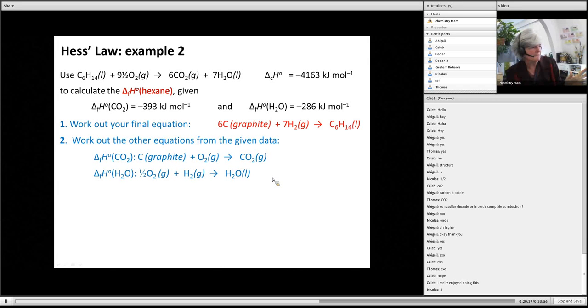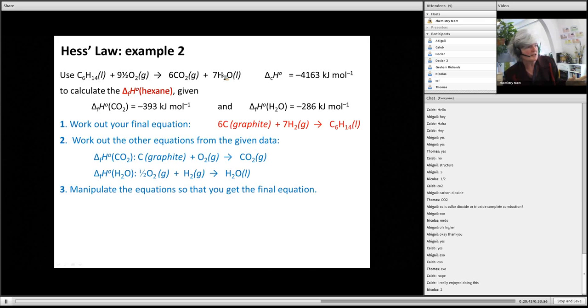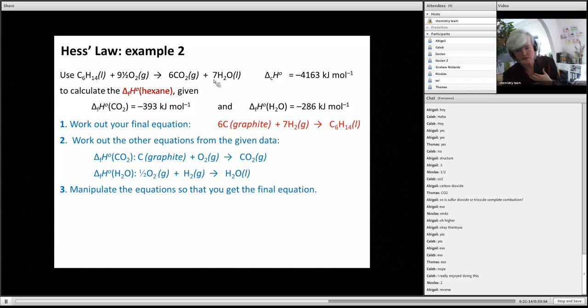And I should have aligned my arrows, but anyway, we'll now manipulate them. So we've got this equation up here, plus the 2 we've written, to work out our final equation that we want. So we want hexane on the right-hand side and hydrogen and graphite on the left-hand side. So if we look over here, we've got hexane on the left-hand side, we want it on the right-hand side. So what do we need to do to this top equation? We reverse it, and then we reverse the sign so it becomes positive.